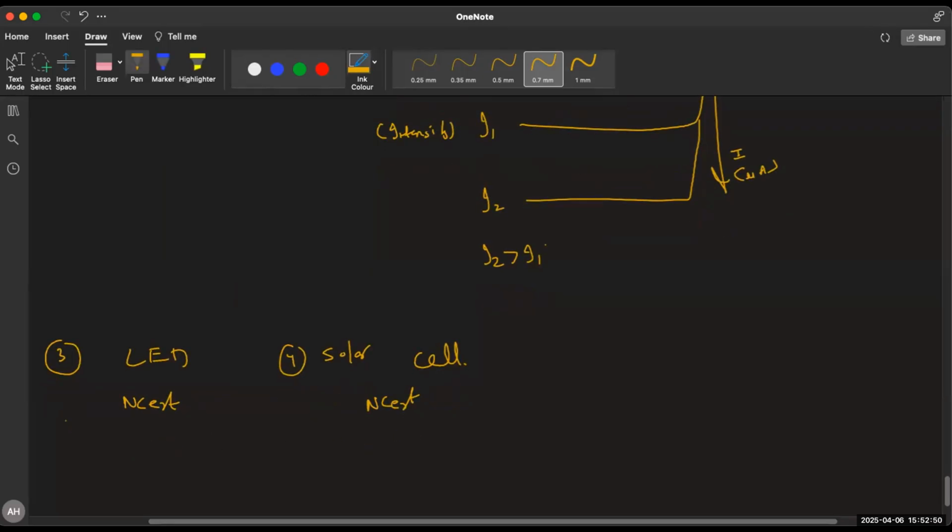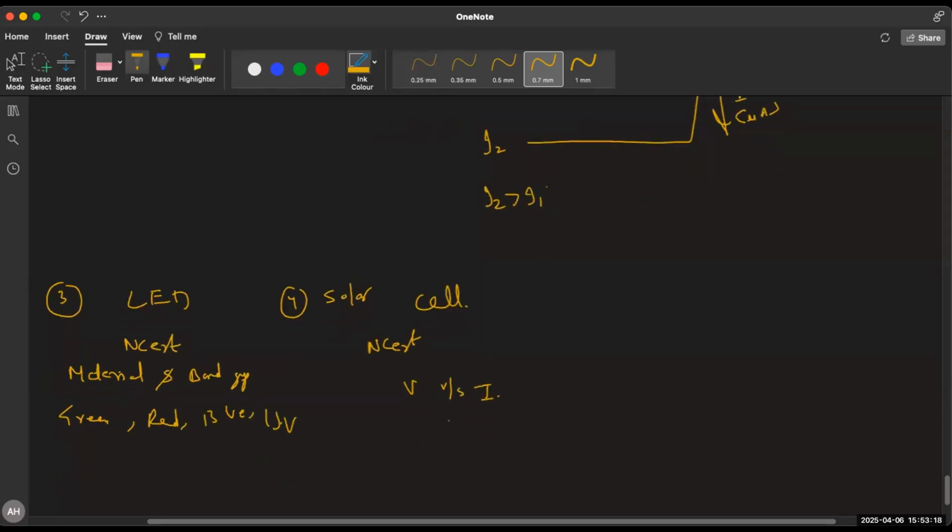Then for LED, you have to remember the material used and the band gap to make green LED, red LED, blue LED, and ultraviolet LED. You have to remember what the band gap is and what material is used. Solar cell, just the V versus I characteristic. Again, you just have to memorize it, nothing else. So you won't get any numerical on these two topics.